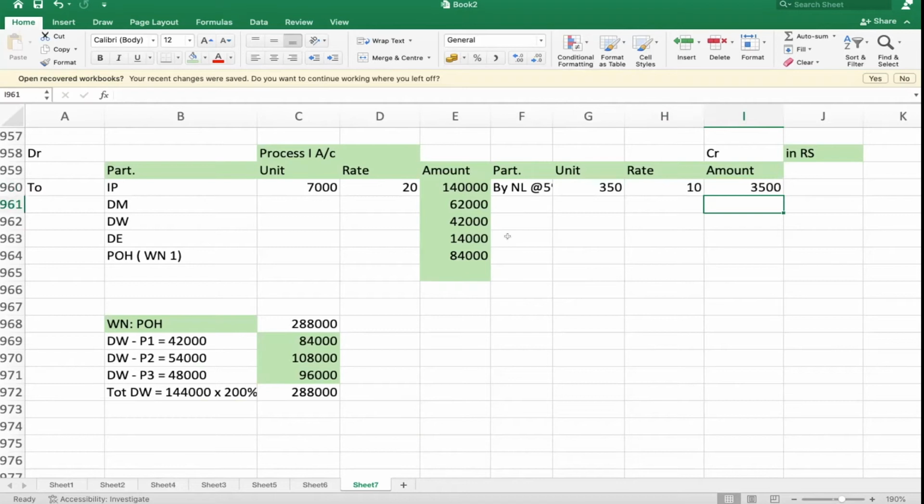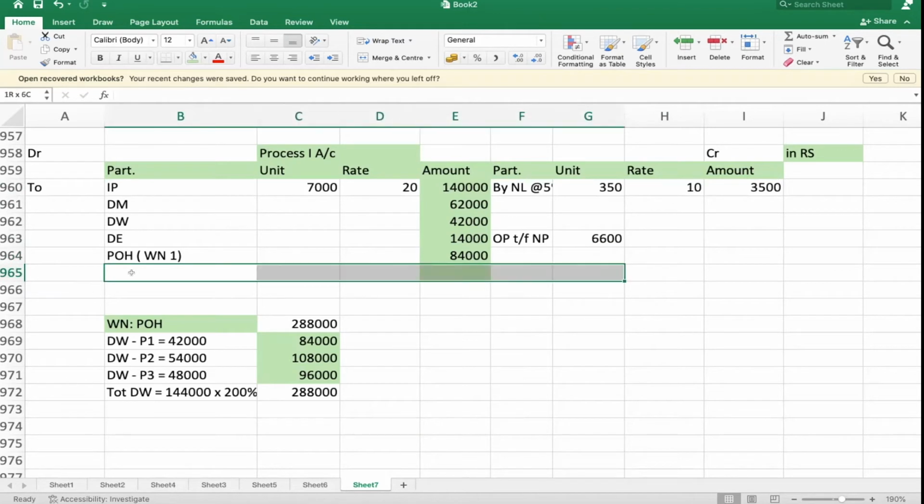By how much output is transferred to the next process? 6,650 units? 6,600, sir. 6,600 quantity is the output. Now, up to this stage, listen here, posting is over, am I right?